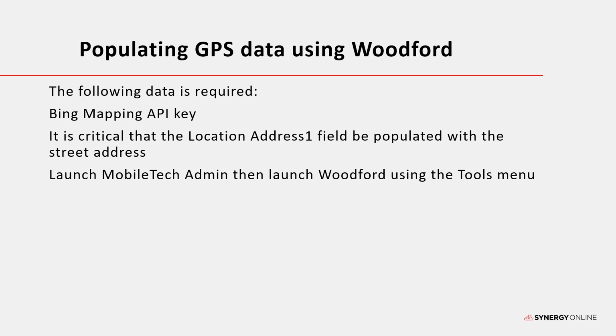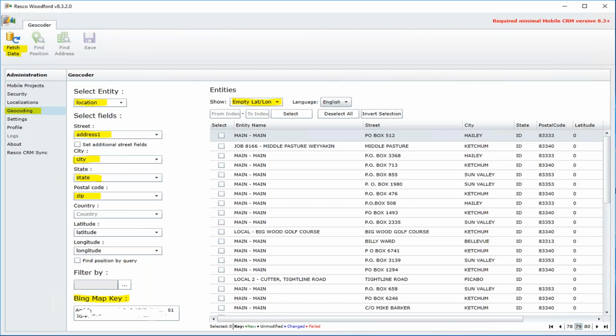So you'll launch MobileTech admin and then launch Woodford, and you're going to navigate to the geocoding section on the menu on the left. As you can see, you have to map to the entity, the location, that's the table in the middle tier database. You're going to select the fields, street address 1, city, state, zip, and insert your Bing map key at the bottom and fetch the data. So it's going to read the data into this table that you see here.